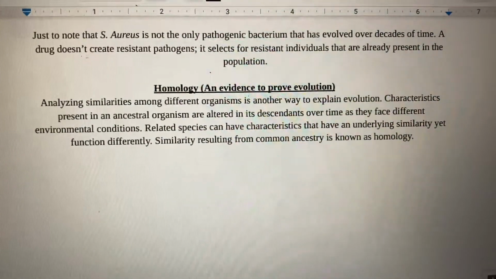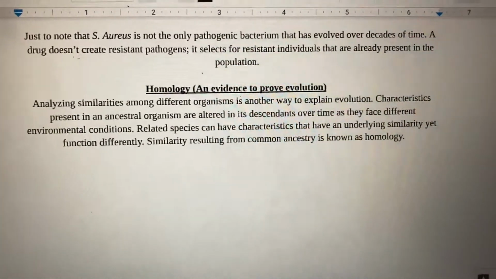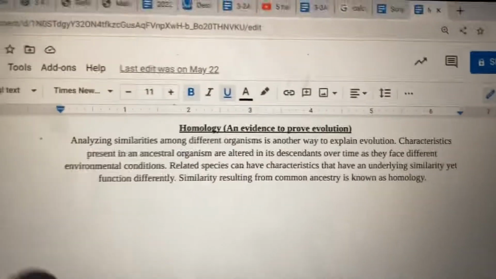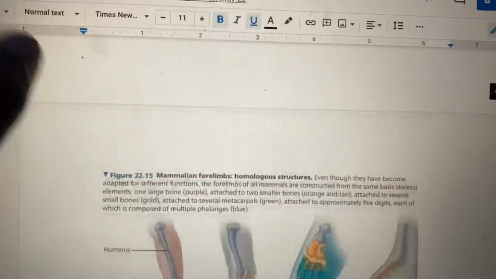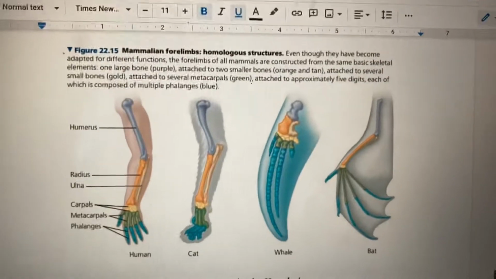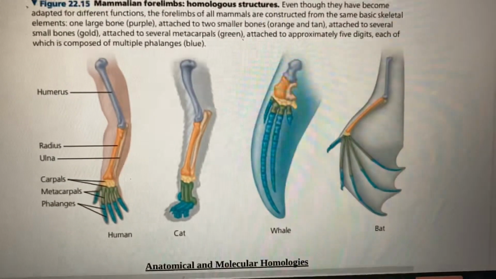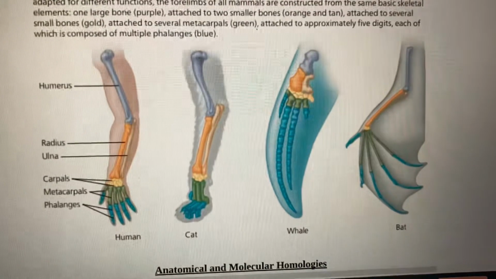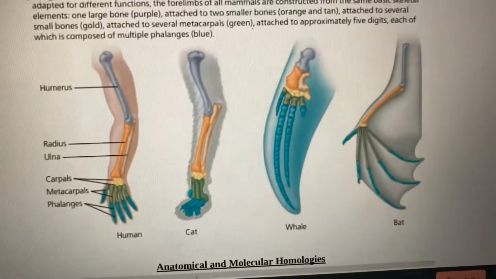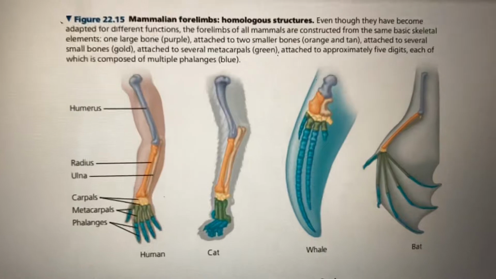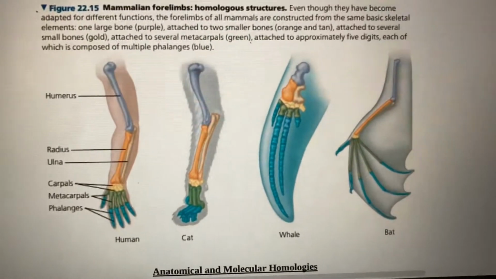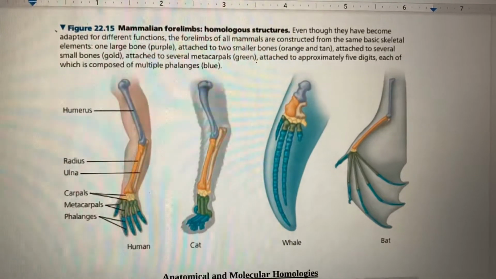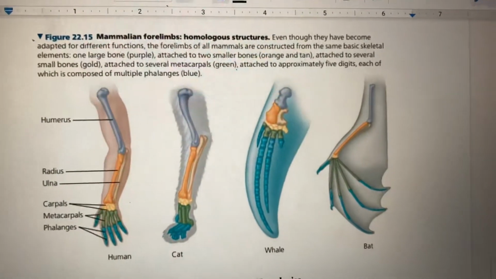Related species can have characteristics that have an underlying similarity, yet they function differently. And this is called homology. Now there's an example right here. If you see, all of these have the same bone structure. I mean, not exactly, but they all have similar bones. They might be different in length or size, but they all have similar bones, so that means they have similar structures inside their body, but then they're used for different functions.